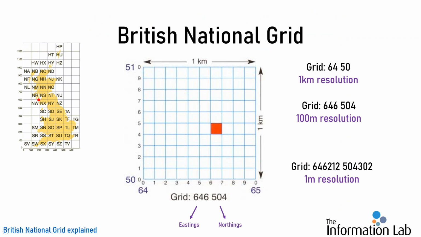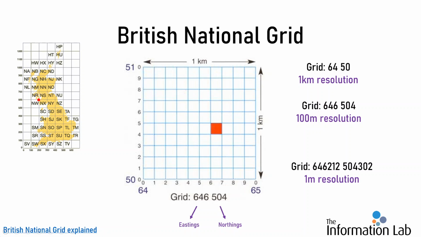The UK-focused coordinate reference system is called British National Grid. As the name suggests, it's a grid-based system that helps us to identify location. The easting is the x-coordinate running west-east. The northing is the y-coordinate running south-north. For British National Grid, we read along the easting first and then up the northing.